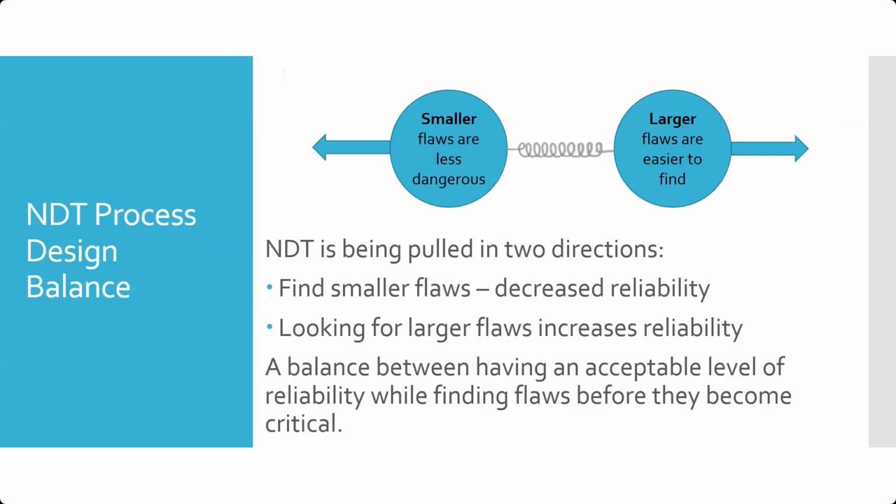So the NDT process has to be designed in this balancing act, where we have those smaller, less dangerous flaws in one direction, and larger flaws are easier to find. And so NDT is pulled in those two directions. As we try to find smaller and smaller flaws, or if the criticality level gets smaller and smaller, it's also going to decrease our reliability. It'll be easier for someone to miss those small flaws. Looking for larger flaws increases reliability, because they're easier to find, so it's more likely you'll find all of them all the time.